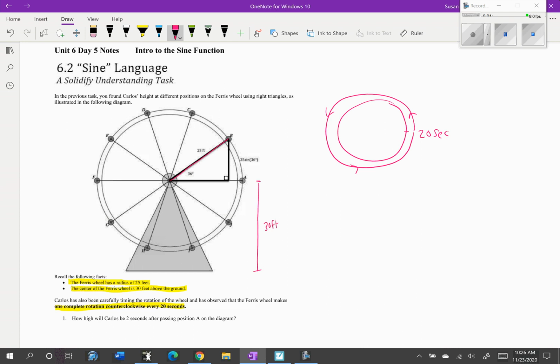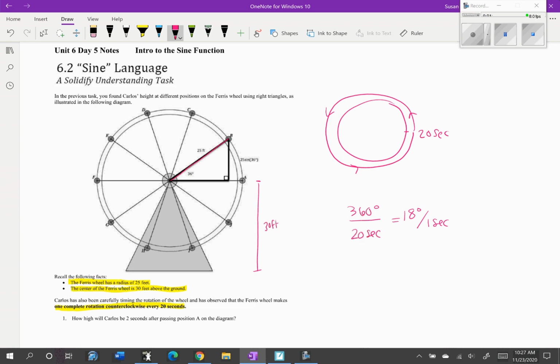So if 20 seconds is all the way around, and the question says how high will Carlos be 2 seconds after passing position A on the diagram, we first need to figure out how much 1 second is. If 20 seconds is all around, we can complete this knowing that a full circle is 360 degrees. So 360 degrees divided by 20 seconds is equal to 18 degrees per second when you divide.